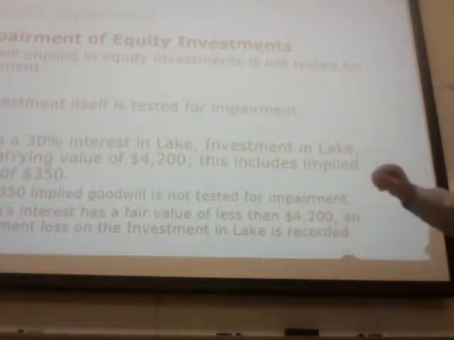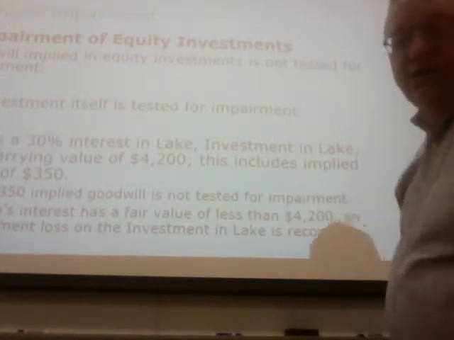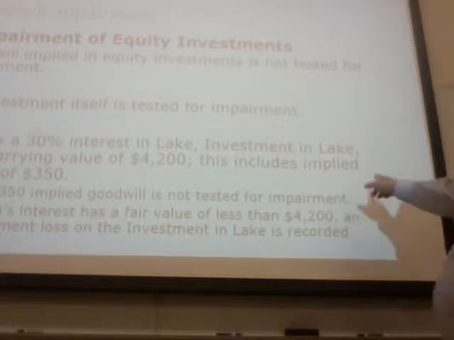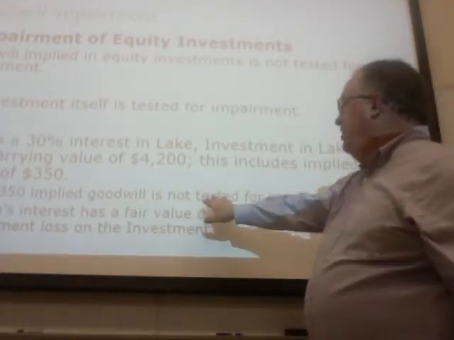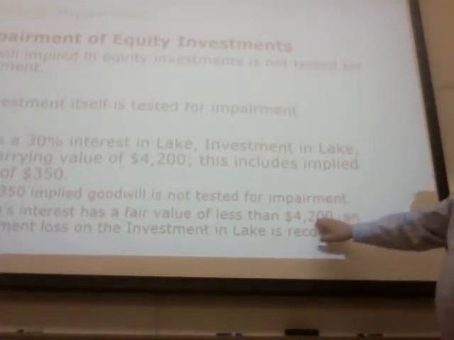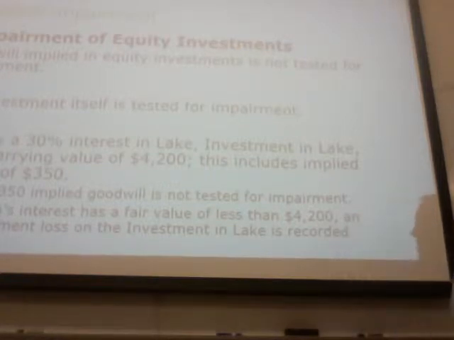So here's our example. Sam has a 30% interest in Lake. Investment in Lake has a carrying value of $4,200. This includes implied goodwill of $350. The $350 implied goodwill is not tested for impairment. If Sam's interest has a fair value of less than $4,200, an impairment loss on the investment itself in Lake is recorded. How can that impairment loss occur?